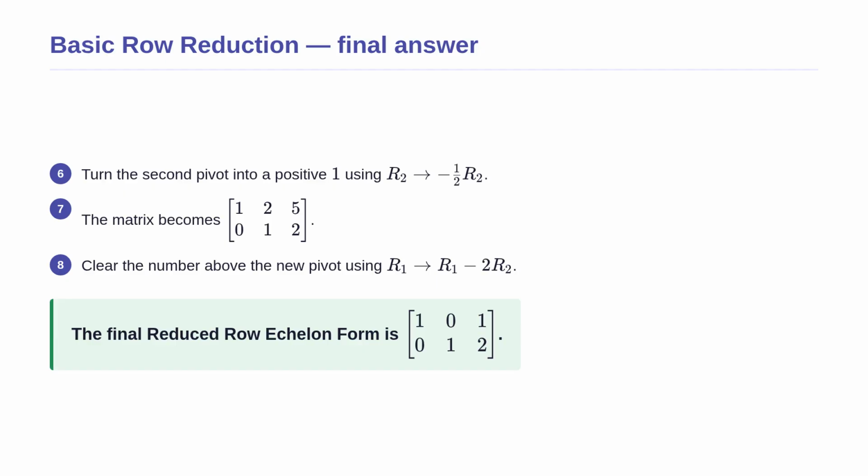Continuing our untangling process, our matrix now has a 0 below the first pivot. To reach reduced row echelon form, we must turn the second pivot, currently -2, into a positive one. We multiply the entire second row by -1/2. Now our second pivot is a perfect 1. The final step is to clear out the number 2 above this new pivot. We subtract 2 times the second row from the first row.